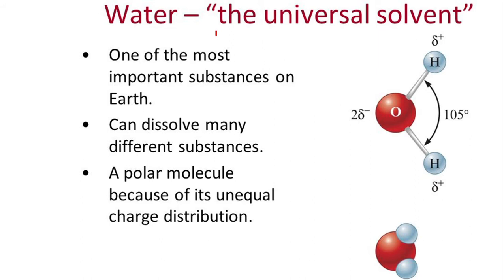Water as the universal solvent. One of the most important substances on earth is actually water. It can dissolve many different varieties of substances, and water is a polar molecule because of its unequal charge distribution. You see, hydrogen has a delta positive charge and oxygen has a delta negative charge. You know that this bond between oxygen and hydrogen is actually a covalent bond.